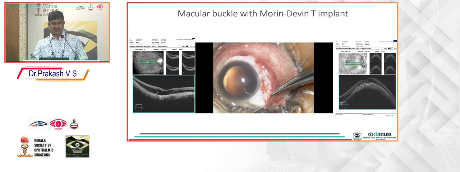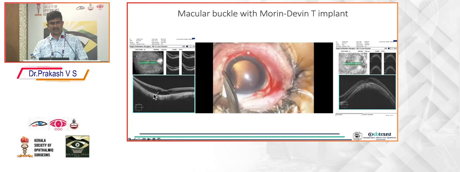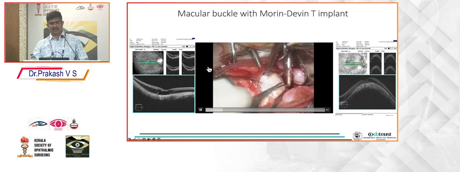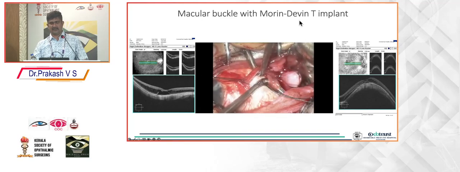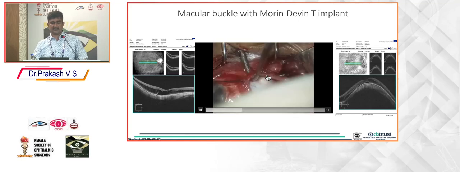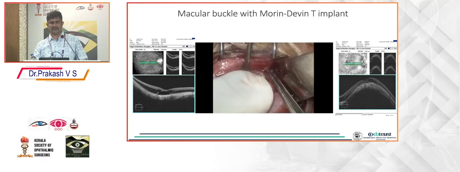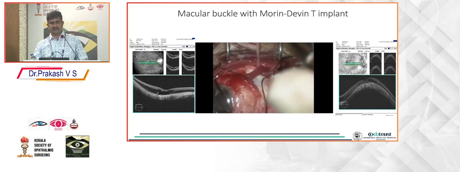And this is again a patient. Here you can see that you don't have a macular hole, you have only a submacular detachment. So here a macular buckle is being done. We are using a Morin Davin T implant. The biggest challenge for retinal surgeons is to hook the inferior oblique. We usually don't have to hook the inferior oblique. We only do the recti, but here you have to take the inferior oblique.